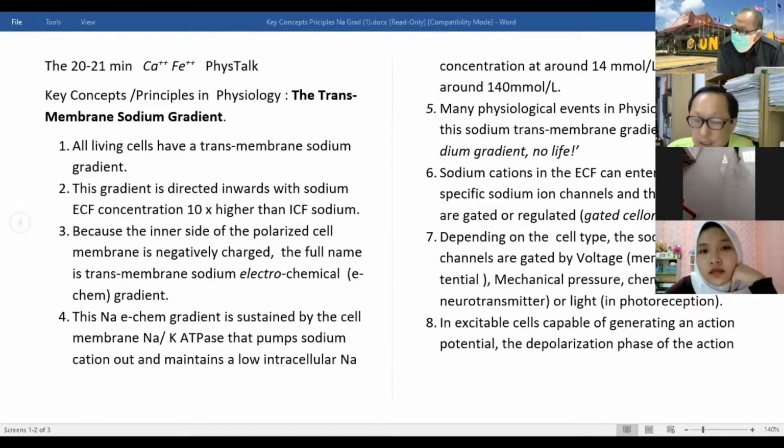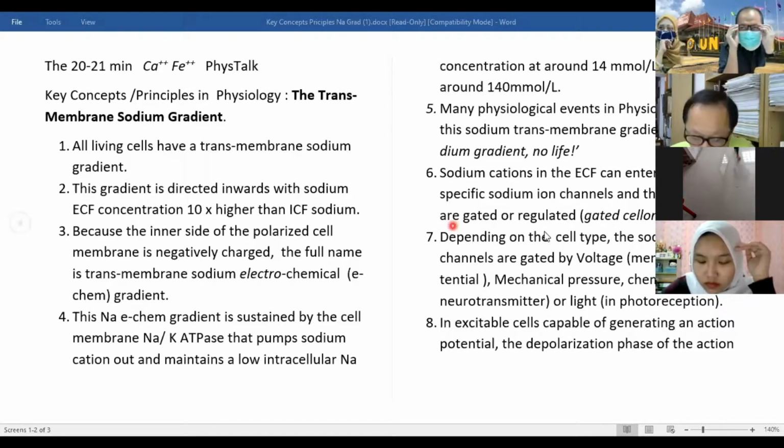And so as you progress through your physiology program, you'll find that there are different sodium channels that are open or closed depending on the membrane potential, depending on the mechanical pressure, or depending on the chemicals that bind to the membrane. And so these are gated channels. Once the channels are open, your gradient is already there, the sodium electrochemical gradient. So there will be a sudden influx of sodium.